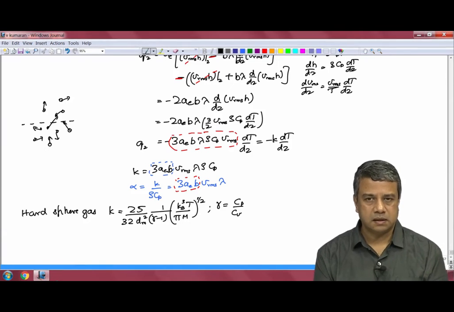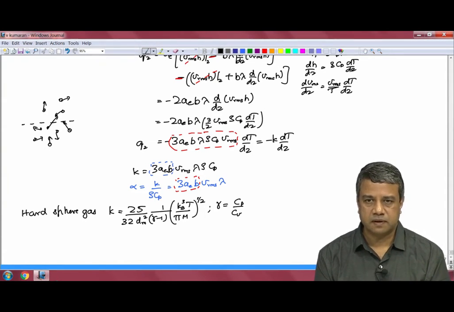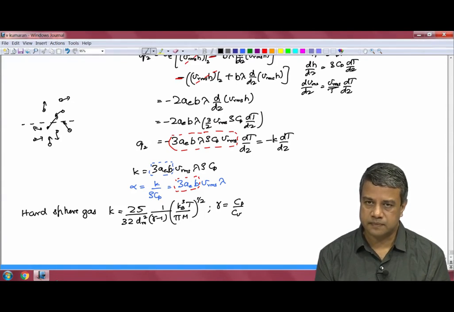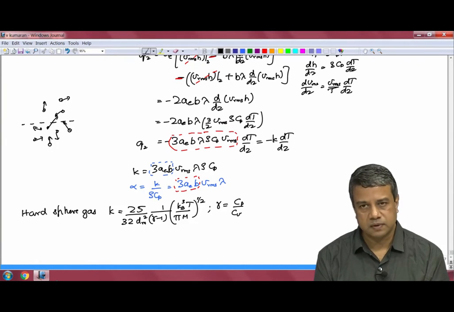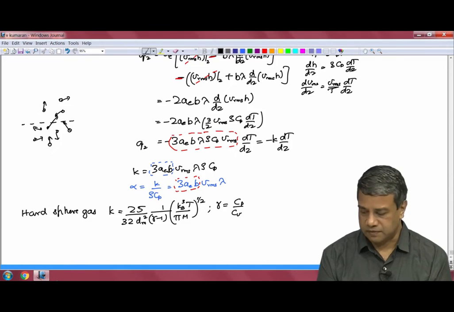The specific heat Cv is 3 by 2 K for a monatomic gas, because there are 3 degrees of freedom. Cp is Cv plus K. So, you get 5 by 2. So, for a monatomic gas, Cp by Cv is 5 by 3. For a diatomic gas with 2 rotational degrees of freedom, Cv is 5 by 2, Cp is 7 by 2, and therefore, the ratio is 7 by 5 and so on.